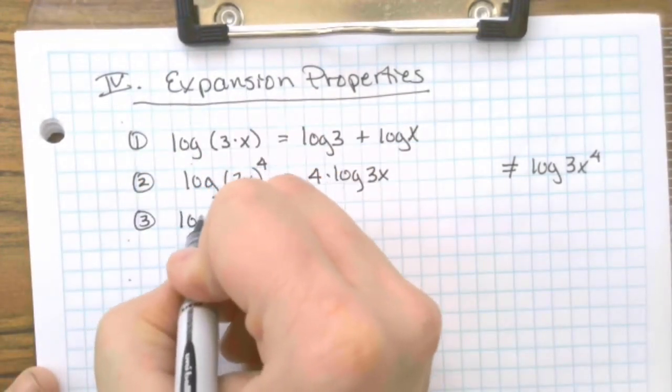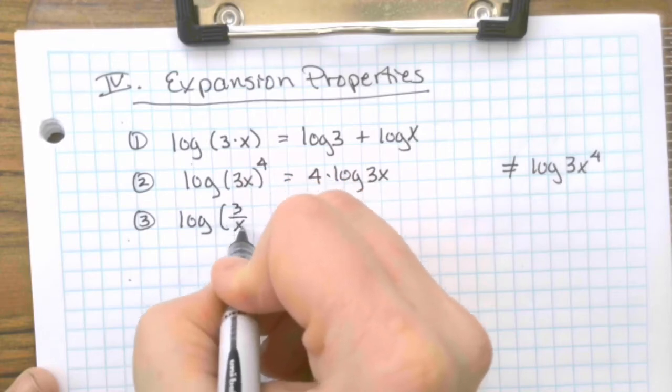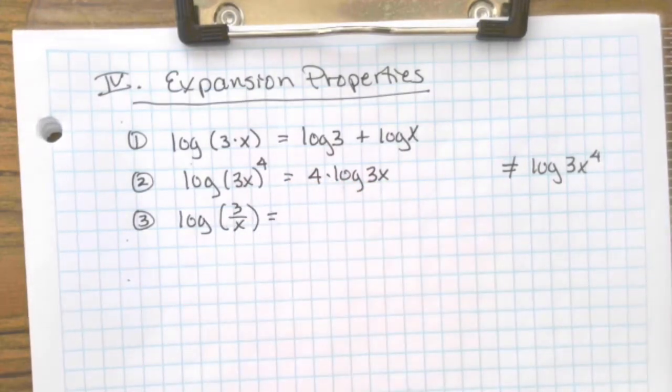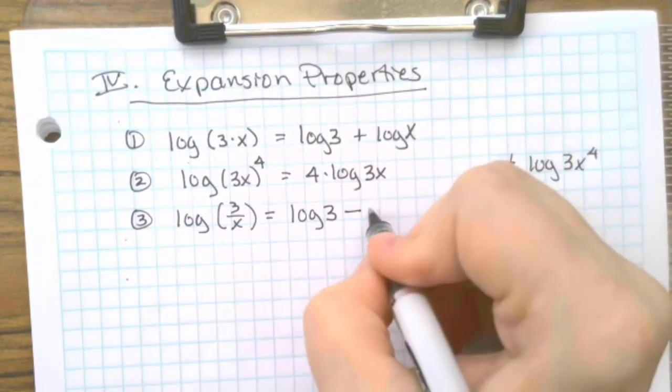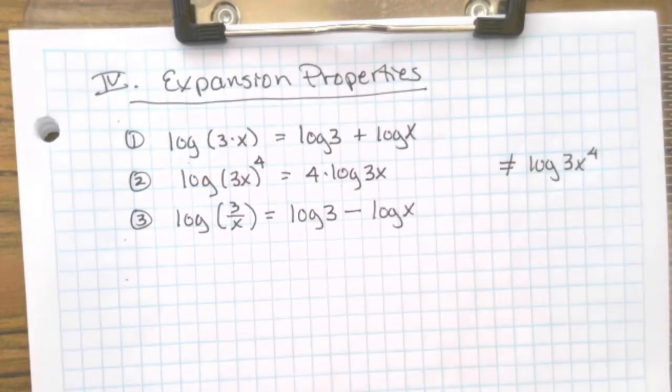All right, log of 3 over x. If it is a single fraction, you can separate it into log of the top, log 3, minus log of the bottom, which is log x.